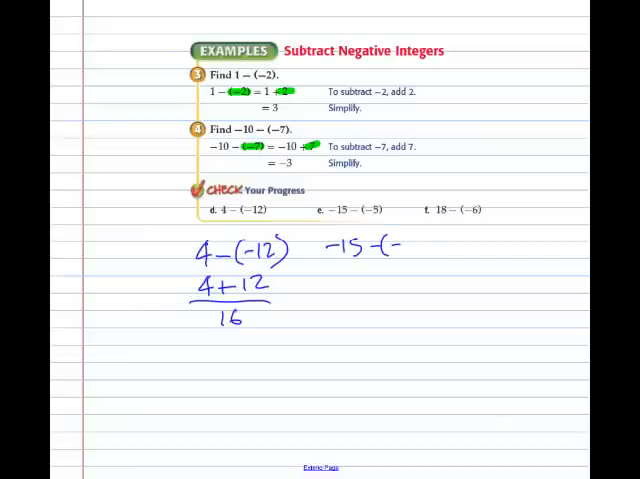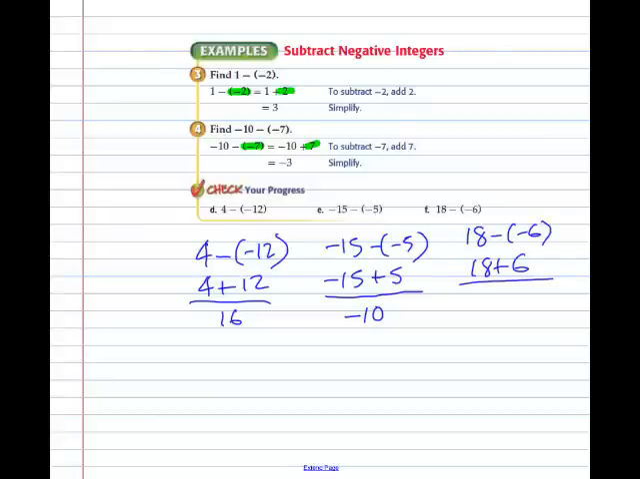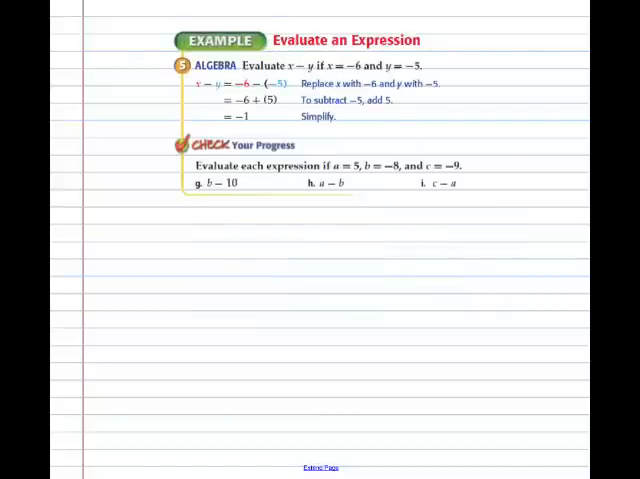In E, negative 15 minus a negative 5 becomes negative 15 plus 5. And again, the absolute value of negative 15 is 15. The absolute value of 5 is 5. Subtract the absolute values. 15 minus 5 is 10. Because the negative 15 has a greater absolute value, our answer is negative. In example F, 18 minus a negative 6 becomes 18 plus 6. Both numbers positive. The result is 24.